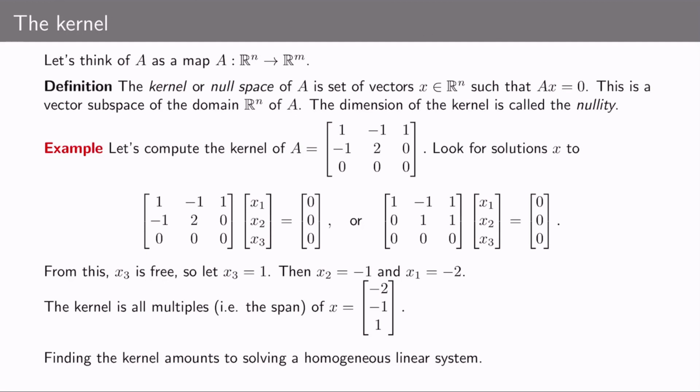So you can see that in general, finding the kernel amounts to solving some kind of homogeneous linear system. It might be more than one-dimensional. It might be 10-dimensional, who knows? But it really just amounts to solving a homogeneous linear system.